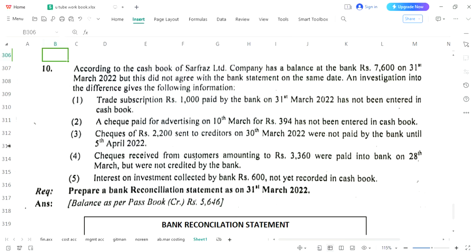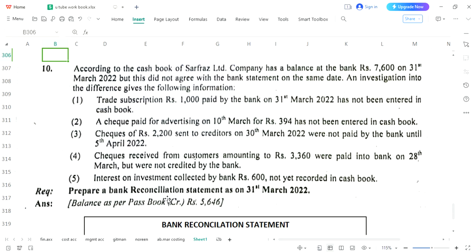Today's target is to solve question number 10, and the chapter we are dealing with is bank reconciliation statement. As you can see, here is question number 10: prepare a bank reconciliation statement as on 31st March 22. Sometimes this requirement is given at the start of the question, and sometimes it is at the last of the question.